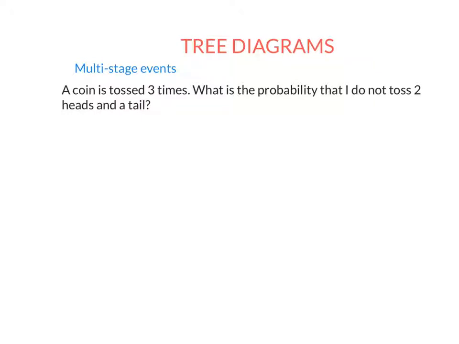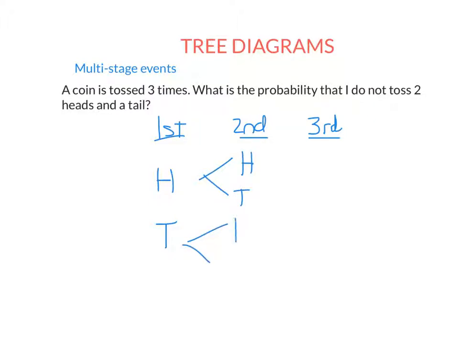So what we do is we arrange some columns for each stage of the multi-stage events. So here there are 3 stages, 3 columns, first, second, and third. So at each stage we list the possible outcomes. So when you toss the coin, of course, you can get heads or tails. At the second time, you can get heads or tails. And similarly for the third time, you can get heads or tails.